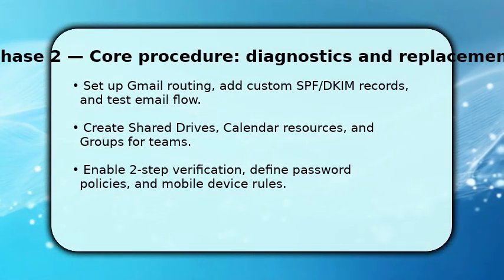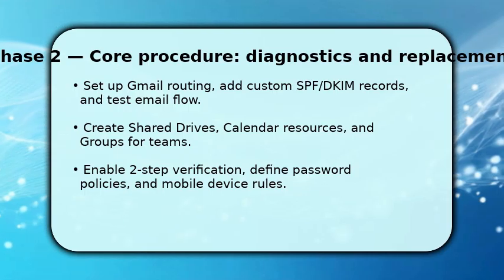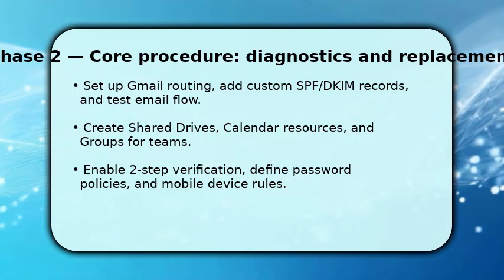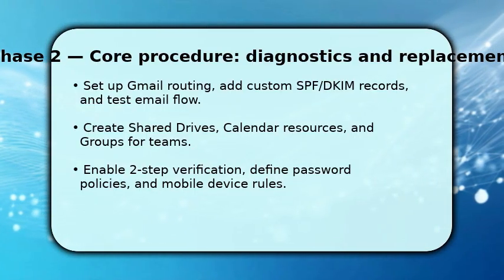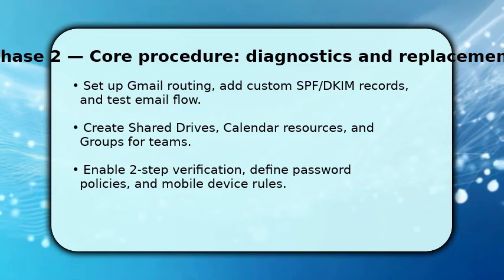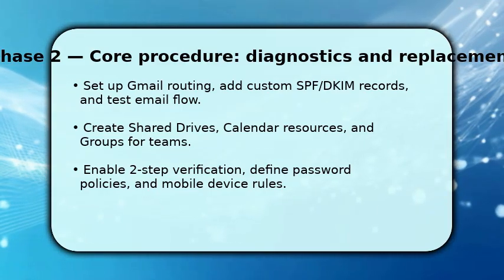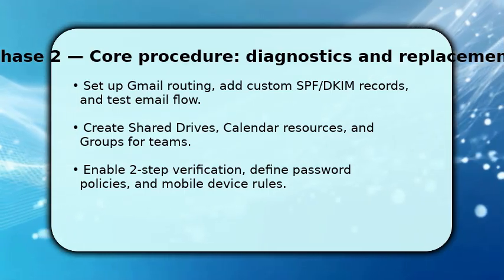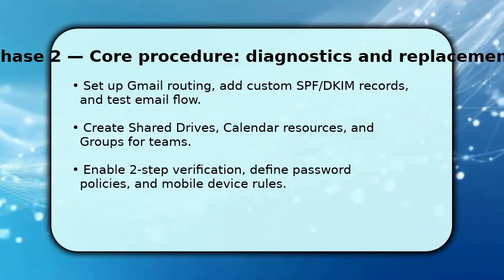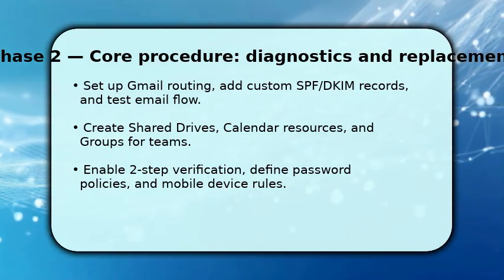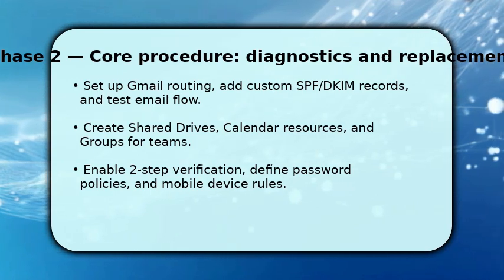Now configure the core apps that your team will use daily. Start with Gmail, add SPF and DKIM records, set inbound/outbound routing, and test sending from a few addresses. Then create shared drives, calendar resources, and groups so permissions are consistent. This reduces admin overhead. After that, tighten security, enforce two-step verification, set password rules, and apply basic mobile device management. Once these pieces are in place, your users can collaborate without waiting on ad hoc folders or chaotic invites.